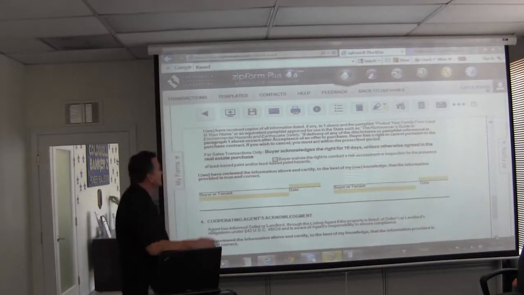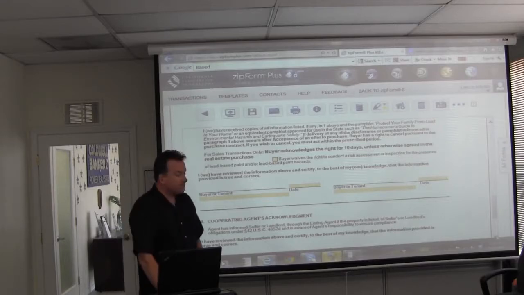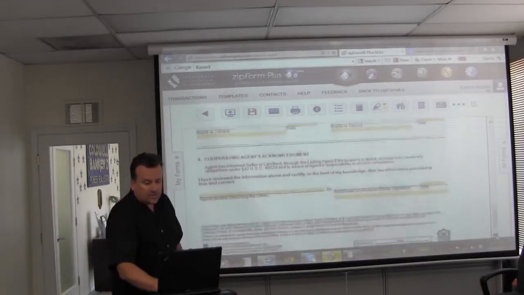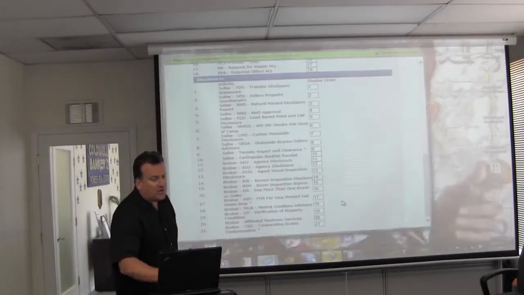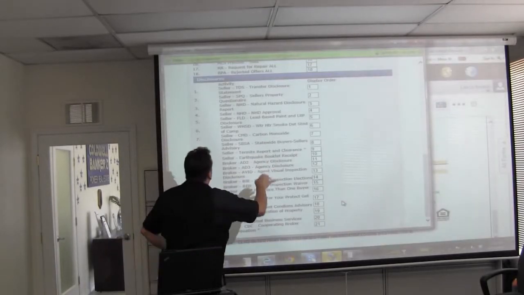So again, it's not illegal to sell a house with lead-based paint. You just have to disclose it. And then again, the cooperating agent signs here. So, pretty straightforward with the lead-based paint form. I say use it on all of your houses, no matter the age.